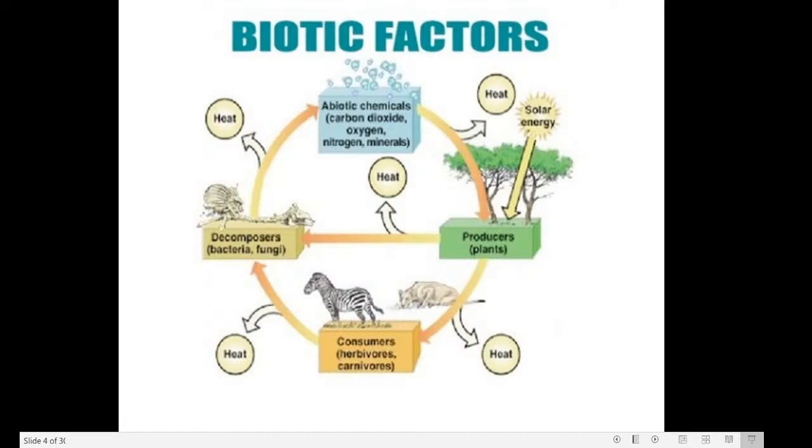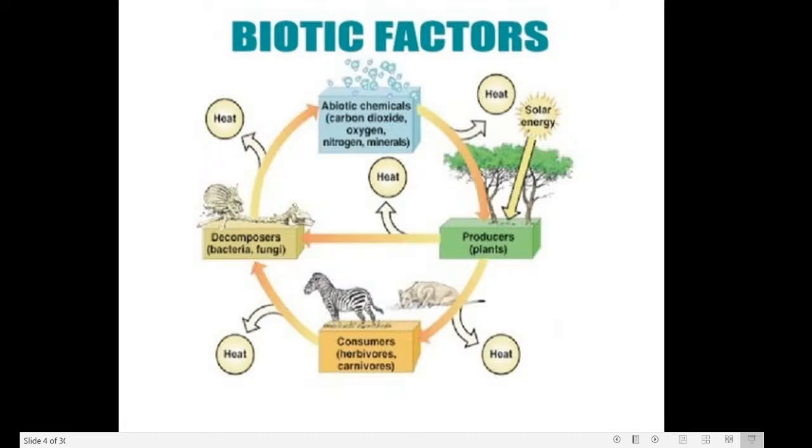Fine. Biotic factors. Here we discussed in the earlier class what the biotic factors are. In that, the first thing is the abiotic chemicals are utilized by the plants, that is the producers. The plants are producers. Plant producers give food to consumers. Consumers are animals. After the animal's death, decomposition gives food for bacteria and fungi, and those fungi and bacteria produce chemicals. These are all interlinked processes.